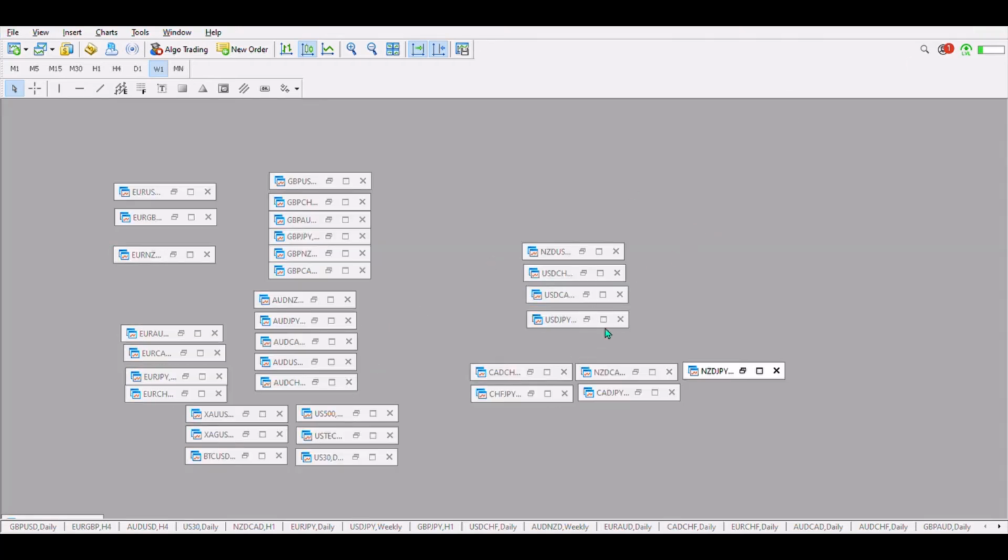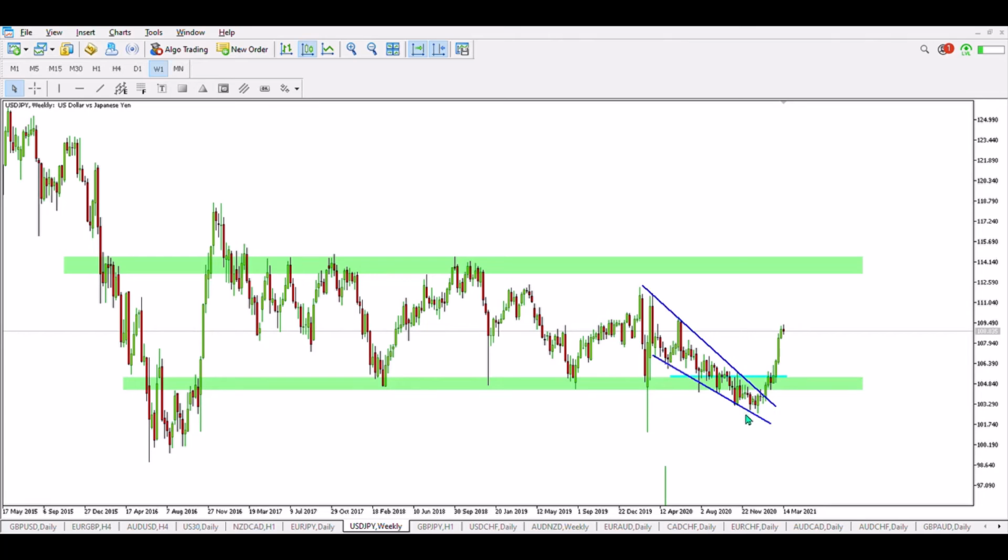Let's see what else is interesting. Let's see USDJPY. Oh, and I didn't watch this market for so long, and here we see such a nice bullish breakout. It's unbelievable how the price was squeezed so well, and such a beautiful bullish breakout.